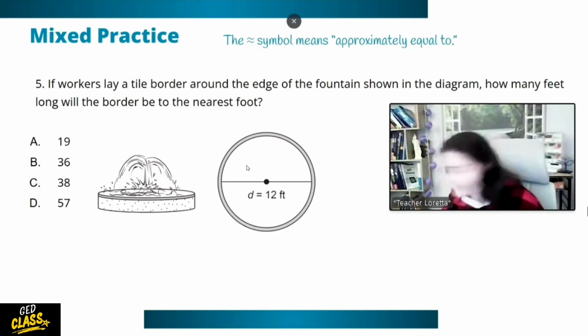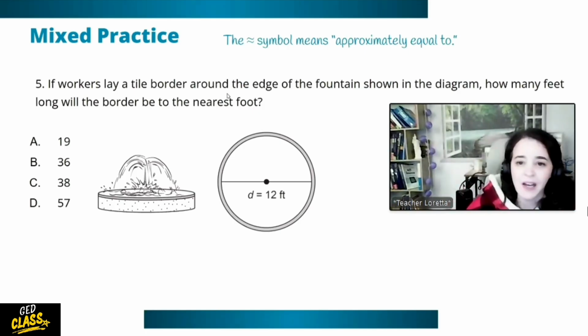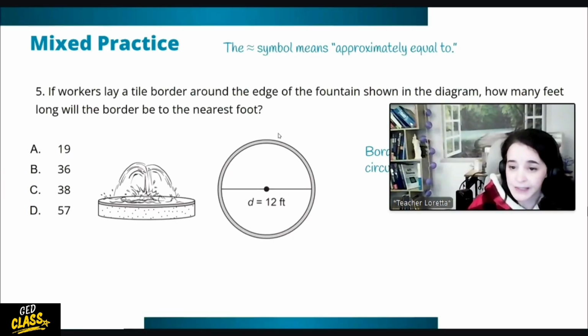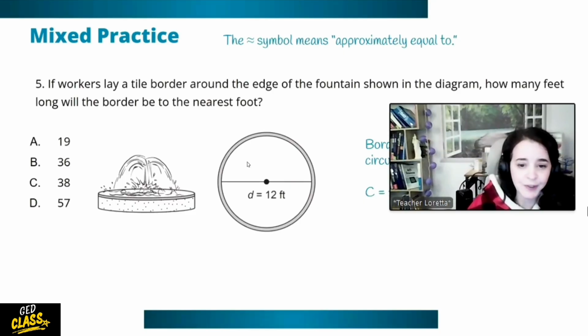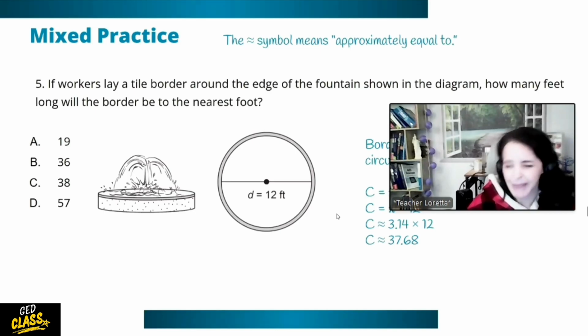All right, let's review since we're almost out of time. So we need the length of the border, which is basically asking us for the circumference. To find the circumference, we're going to use that the circumference is equal to pi times the diameter. They're telling us the diameter is 12, so we know our circumference is 12 pi. And in this case, we can use 3.14 for pi, or maybe your calculator has a pi symbol. Multiply that by 12, and we get about 37.68, which comes closer to choice C than any of the other answers.